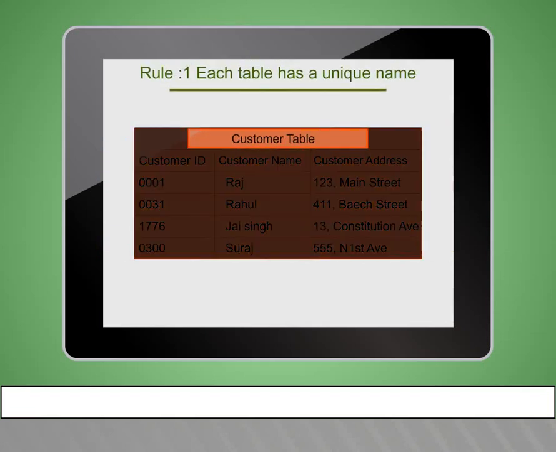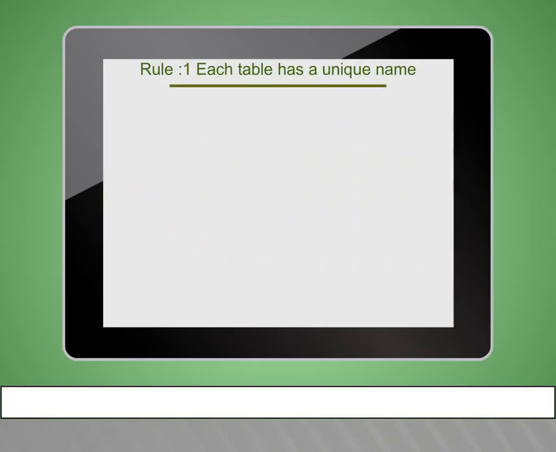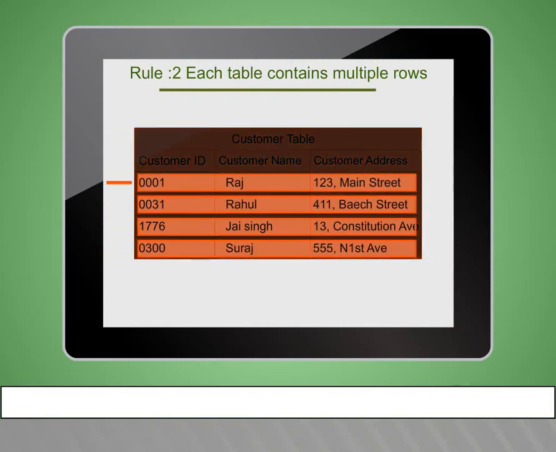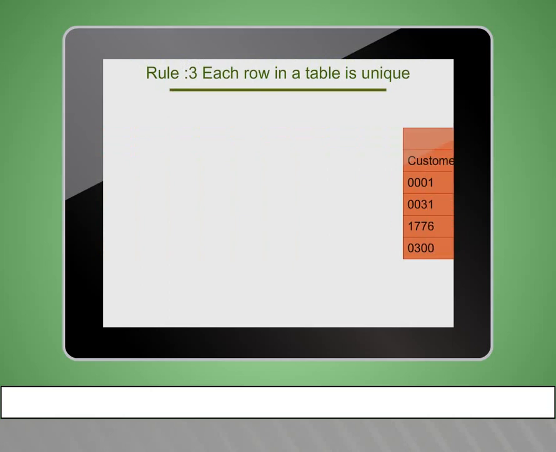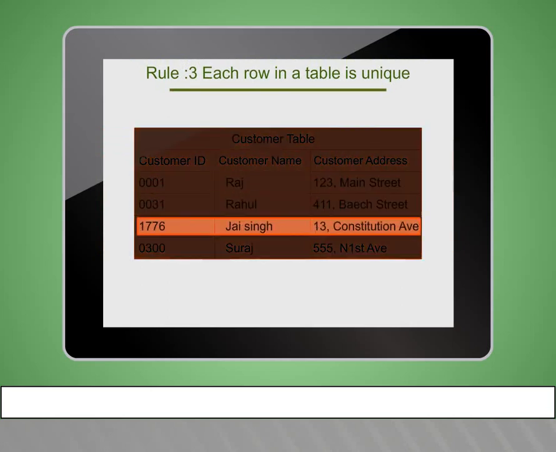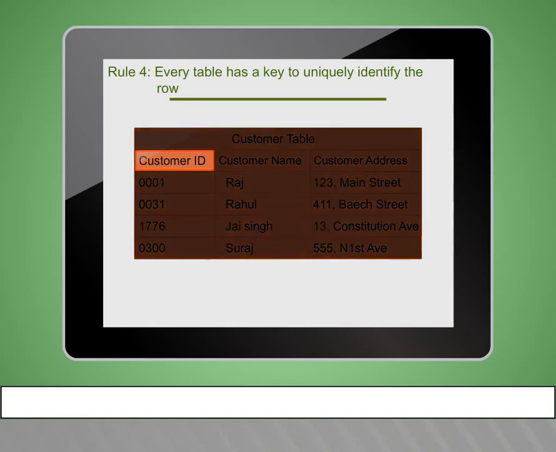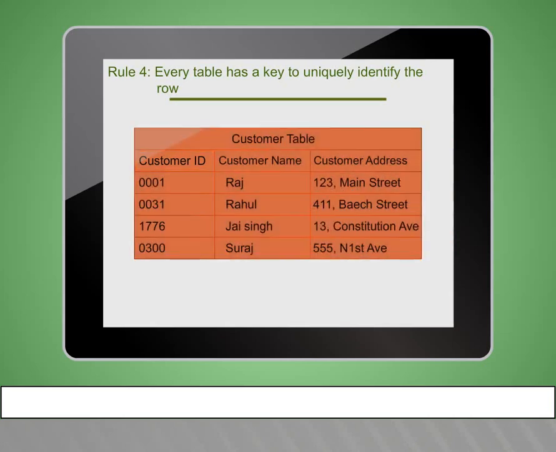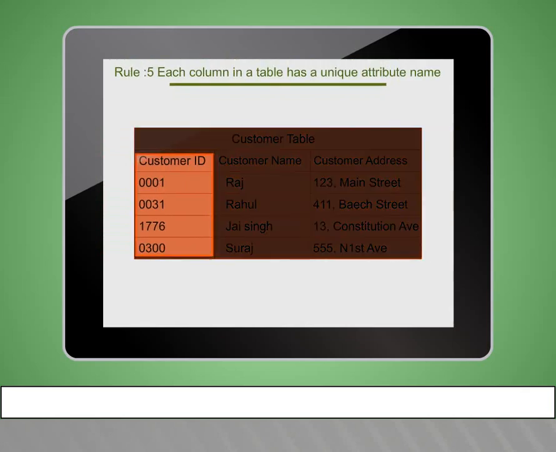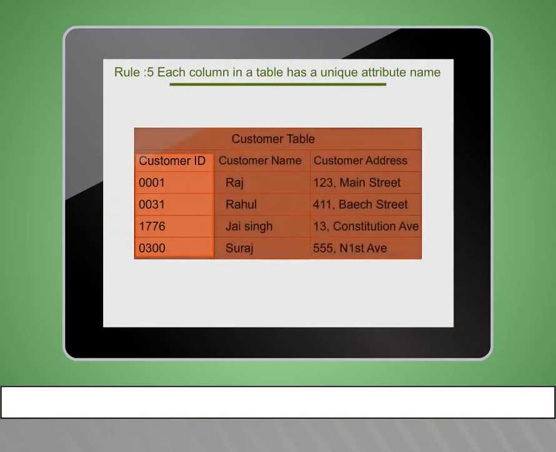Rule 1. Each table has a unique name. Rule 2. Each table contains multiple rows. Rule 3. Each row in a table is unique. Rule 4. Every table has a key to uniquely identify the row. Rule 5. Each column in a table has a unique attribute name.